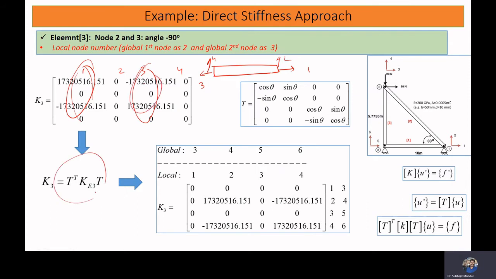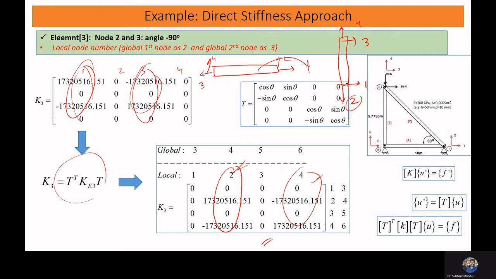Now once we apply the transformation, we can see that we have non-zero values in our second and fourth degrees of freedom. How is it happening? Since we have oriented this truss vertically, our axial direction is changed. Our axial direction is now like this. Initially our degrees of freedom were 1, 2, 3 and 4, and now we have non-zero values in the 2nd and 4th coordinates. This is our stiffness matrix of the third element in the global coordinate system.